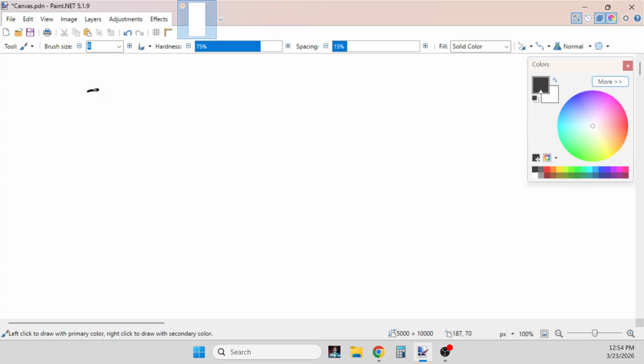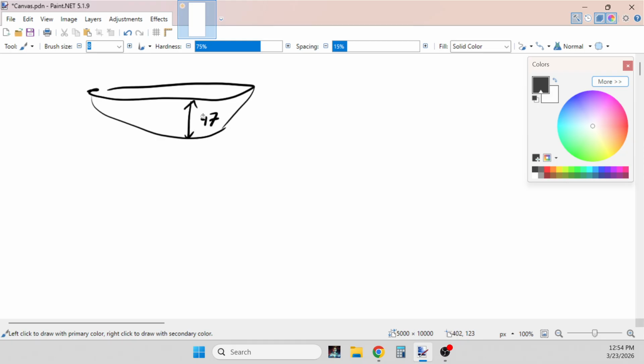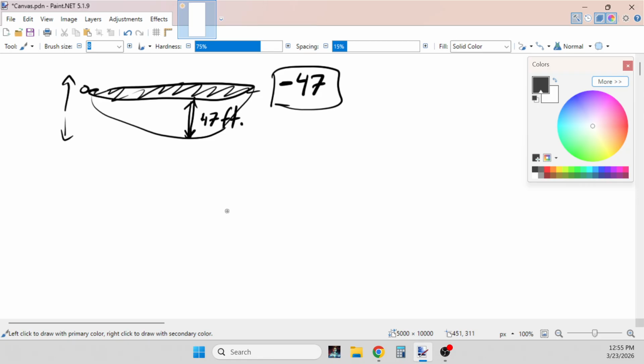So here's our lake, and it has a depth of 47 feet. And we would want to use negative 47 as the integer for that, because usually we'll have up as positive, down as negative, and the surface of water is usually 0. If we're going down 47 from the surface of the water, it's negative 47. That would be the appropriate number for our situation.